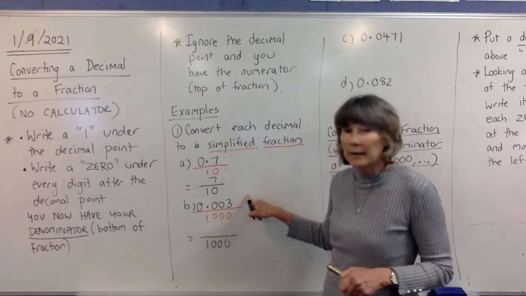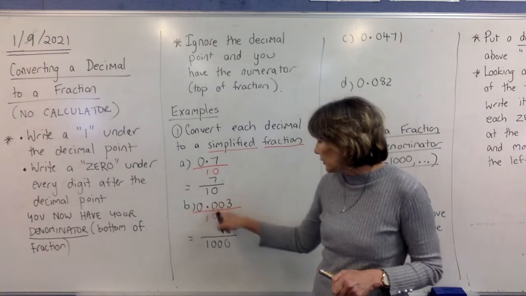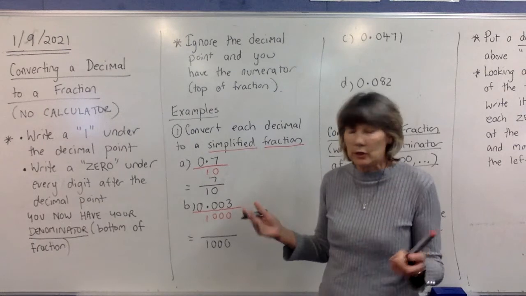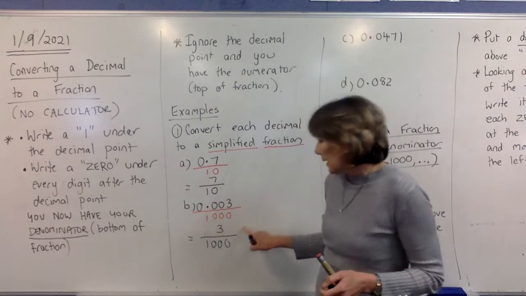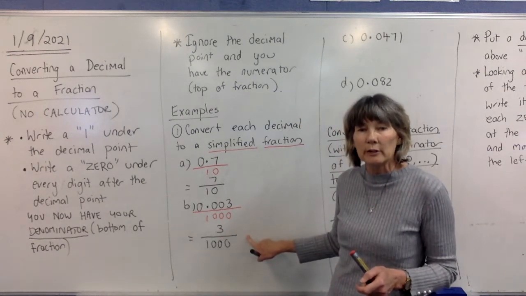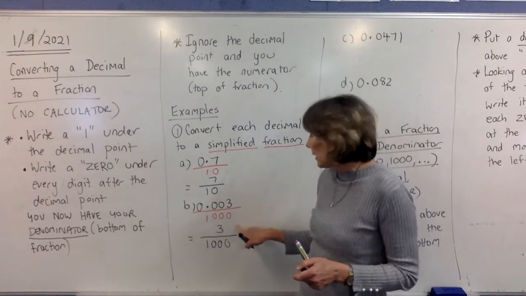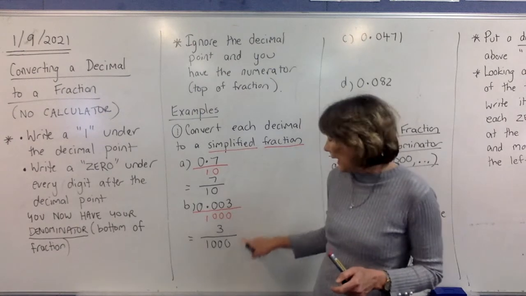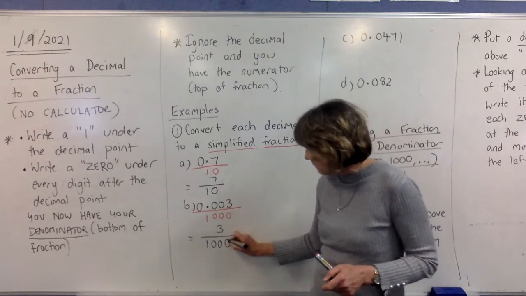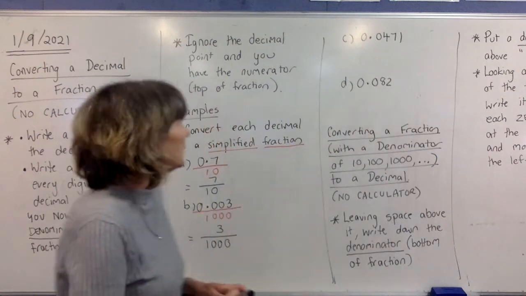On the top, ignore your decimal point and you've got 0, 0, 0, 3. That means you've just got 3. And can we simplify that fraction? No, we can't. There's no number that goes into both 3 and 1,000. So that's it. Finished? All right, let's look at the next one.